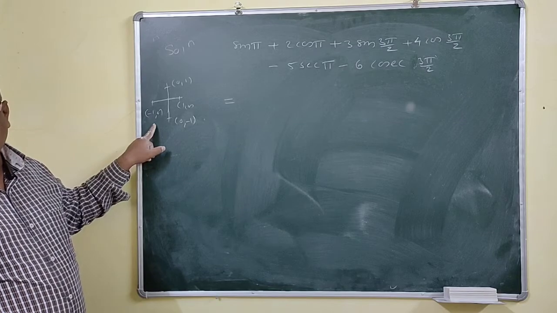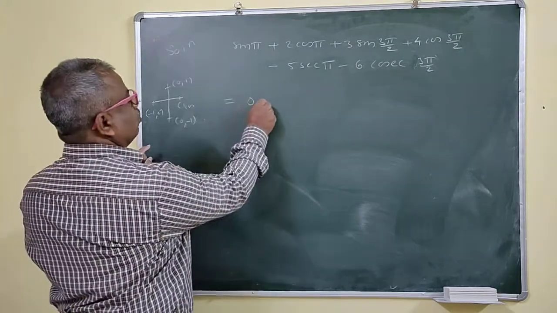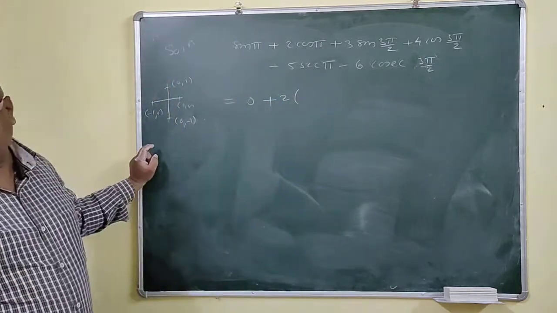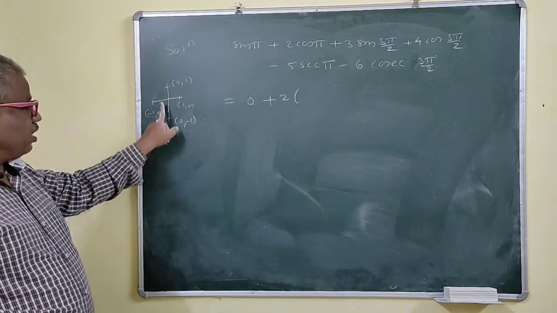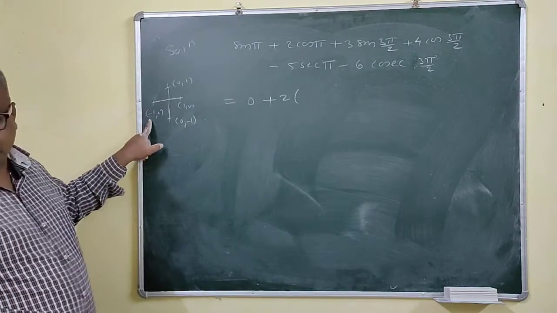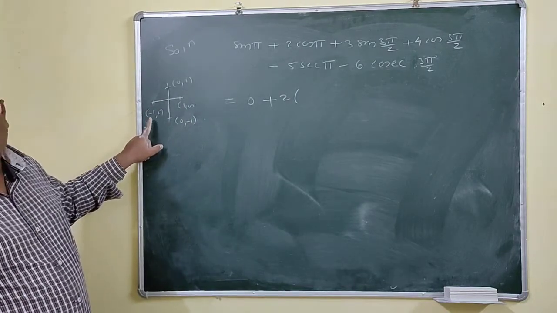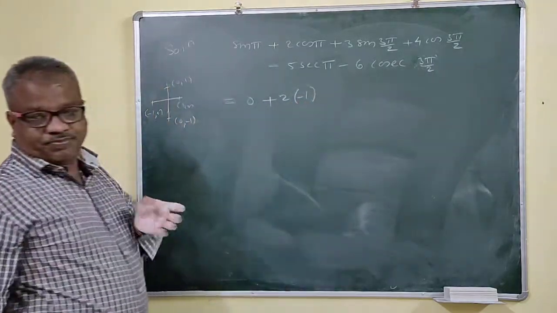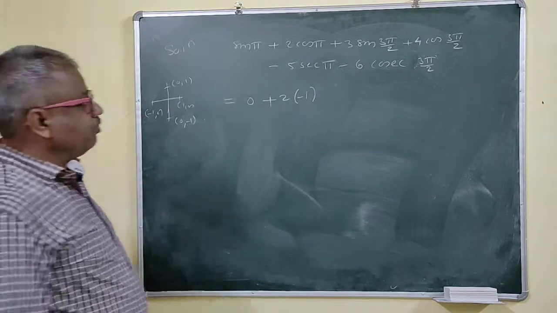And 0 will be the value of sine. So this term is 0 now. Plus 2 into, just we'll write in bracket the value of cos pi. Pi will be here now. Cos pi, right? So x coordinate is -1. The value of cos pi is what? -1. We'll write that -1 in bracket, right? Because the value is negative now.